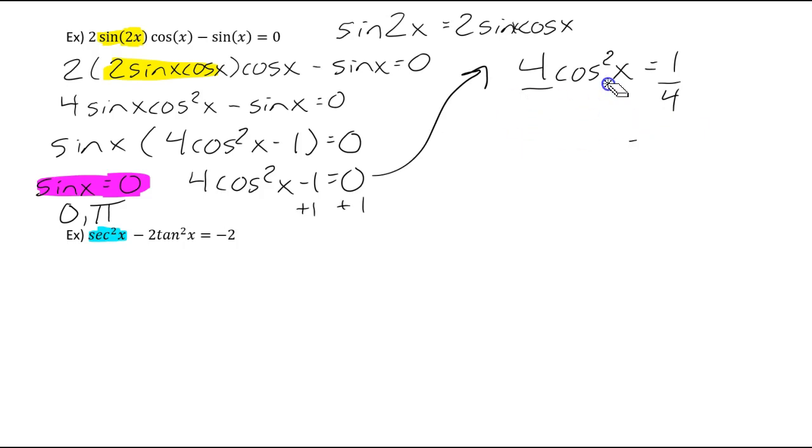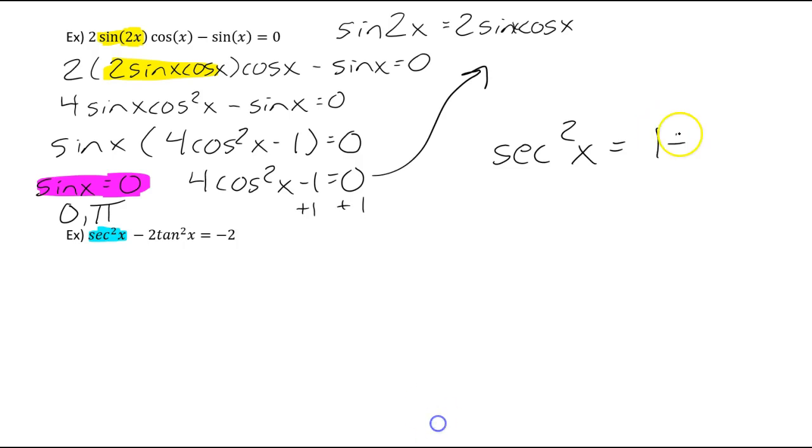I know from the Pythagorean identities that secant squared is equivalent to 1 plus tangent squared. And it'd be beneficial to put that into this problem since we already have tangent squareds. We would have more like terms to deal with. So I'm going to substitute that in.